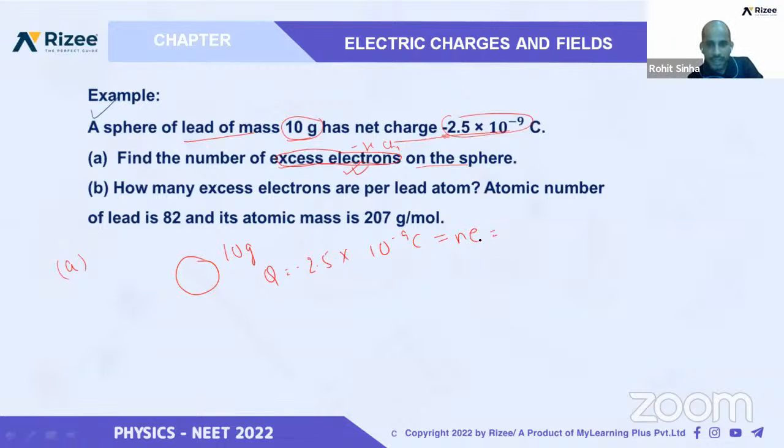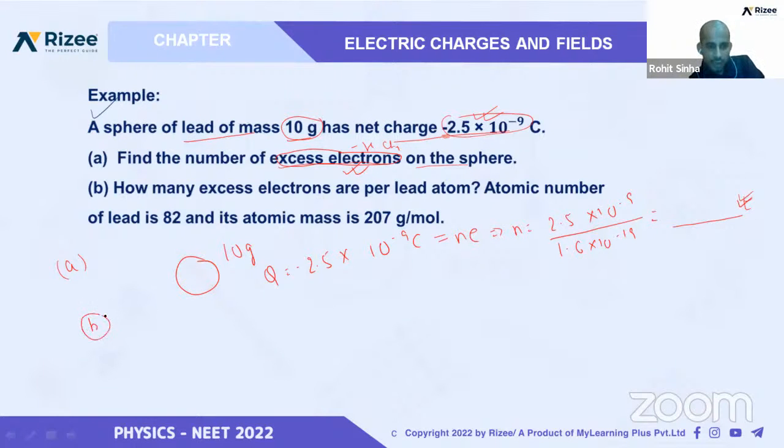And what we will get from here? N is equal to 2.5 into 10 to the power minus 9 by the electronic charge, that is 1.6 into 10 to the power minus 19. We will get some value from here. This will be the excess electrons that we will generate due to this much charge. Got it? You can solve and get the answer.